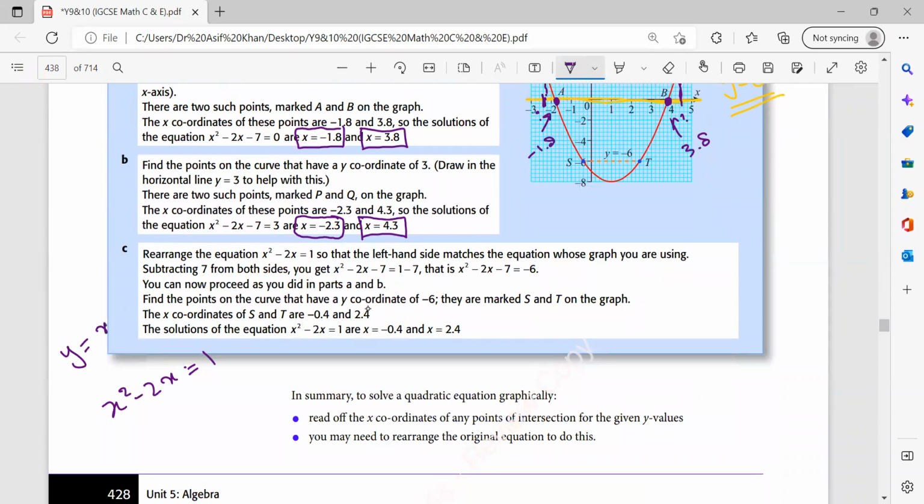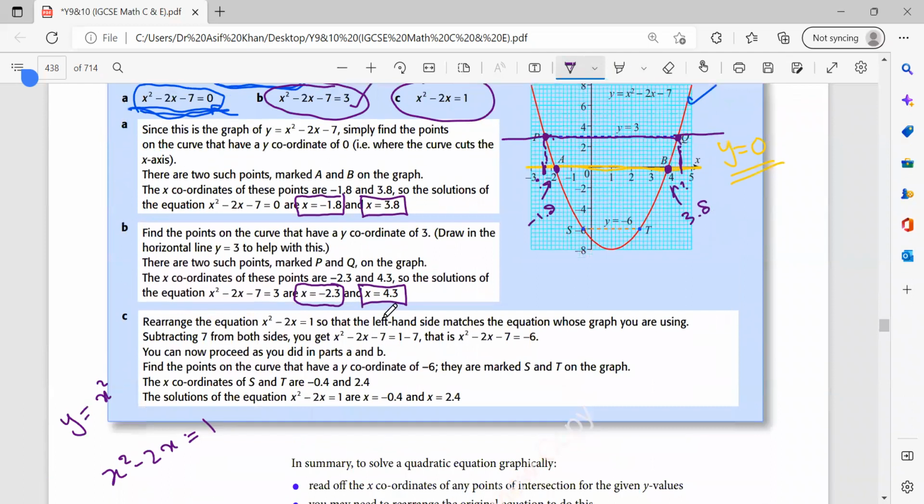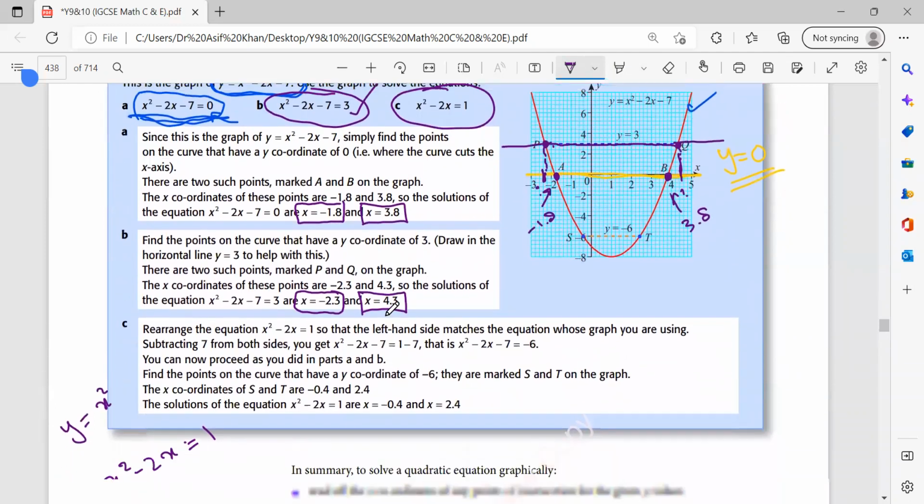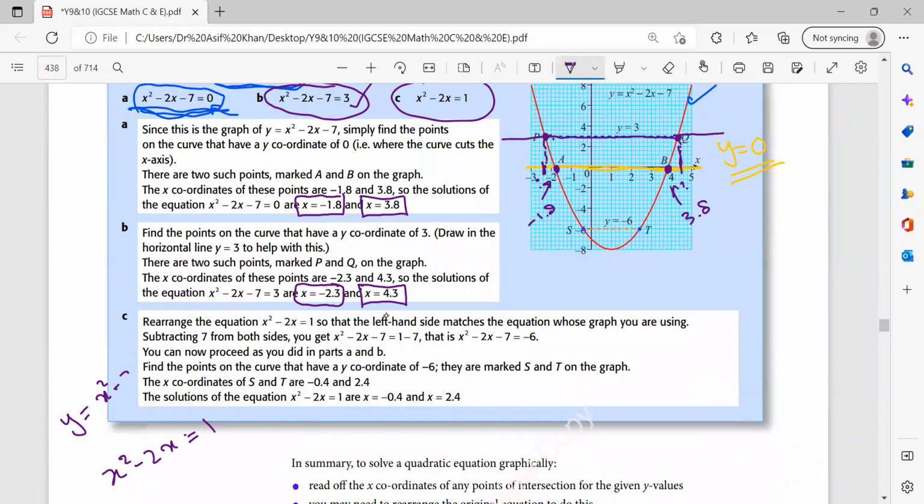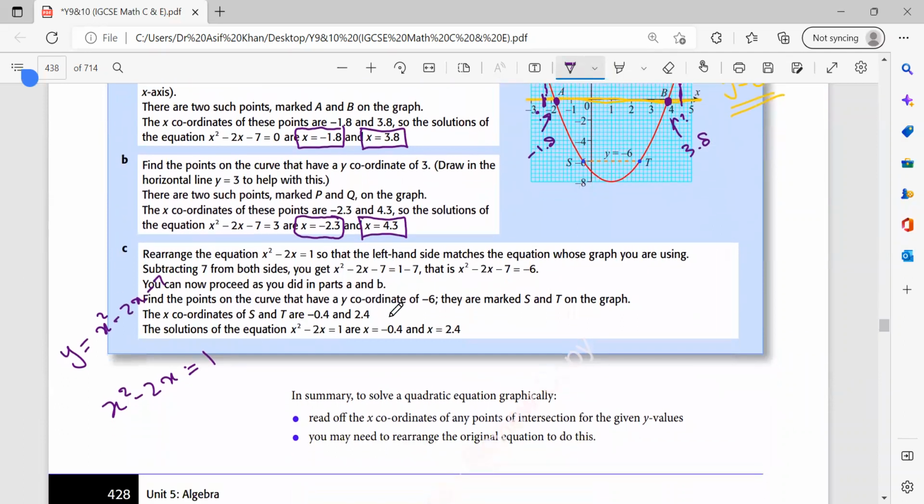If I want to replace, I should have x square minus 2x minus 7. I must have this equation. But in this part, we don't have this equation x square minus 2x minus 7. Instead, we have x square minus 2x is equal to 1. So how will I make this part? What is the missing thing here?